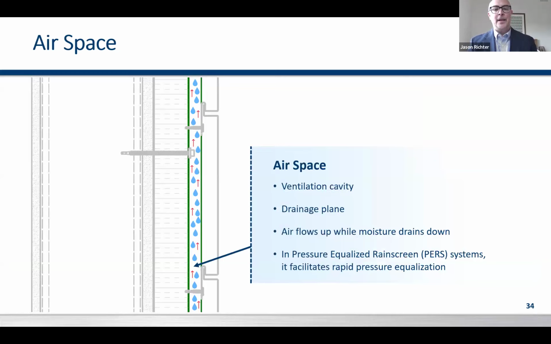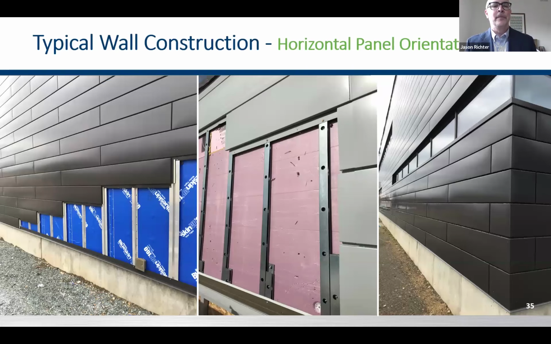Next up in the wall assembly is your airspace. And again, this is one of those critical elements that we need to make sure that we incorporate into the Rainscreen design for proper building health. That ventilation cavity and drainage plane that allows that airflow up and down. In pressure equalized Rainscreens, it helps facilitate the rapid pressure equalization of the building. That is for typically projects that are somewhere between 12 and 14, maybe 16 stories or taller. It doesn't apply to a lot of buildings, but might be something that you're looking at on some projects, depending on what type of work and where you are in the country.